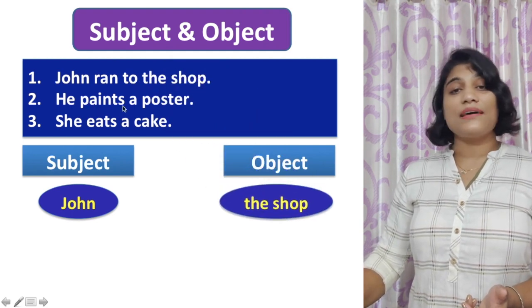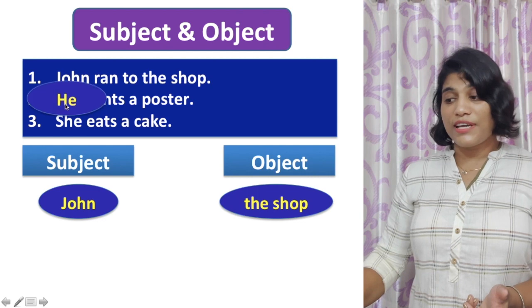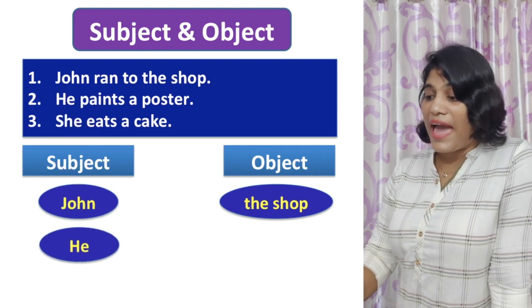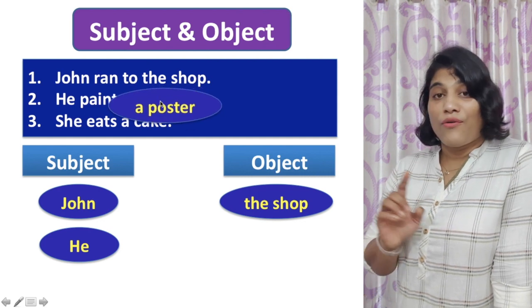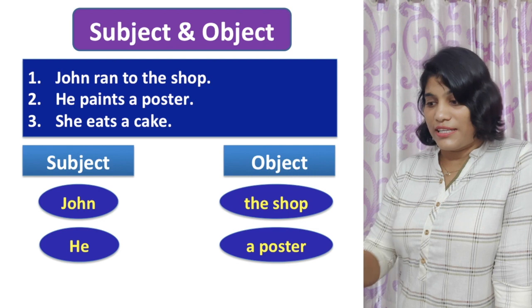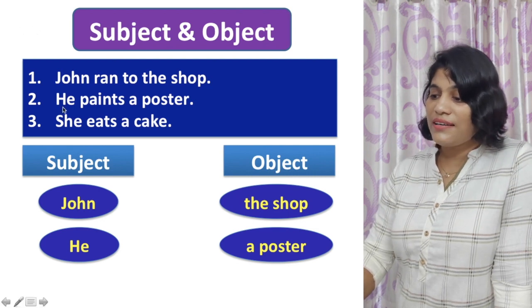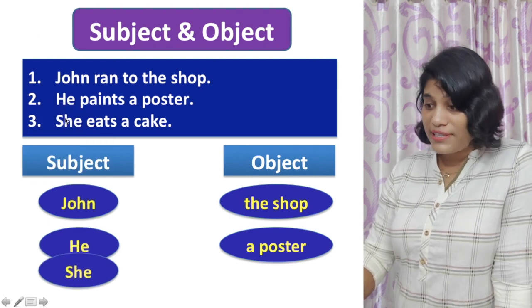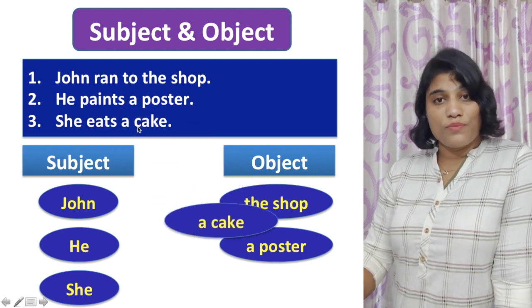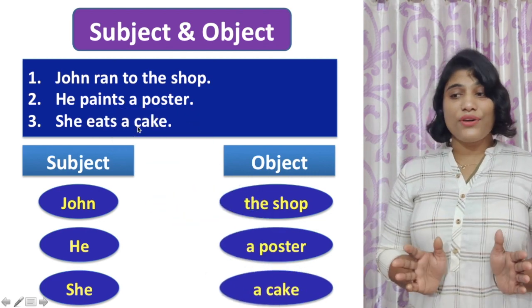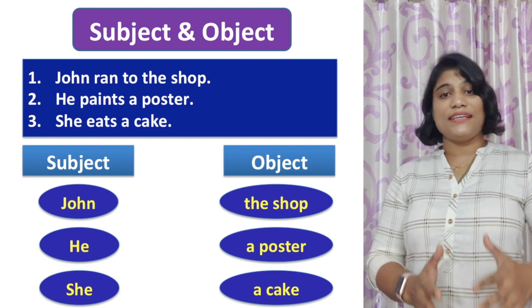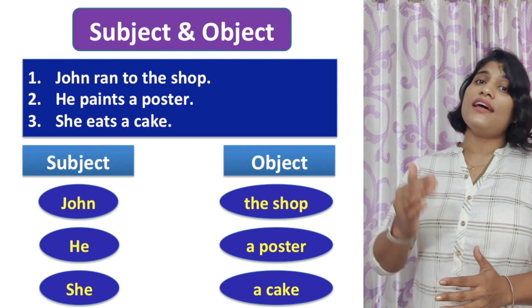He paints a poster. Who is the subject? He is the subject, that is, he is the doer of action. And a poster, what the doer of action does is the poster. She is, of course, the subject. Eats a cake. Cake is the object. So, it is clear to you that subject is the doer of action and the object is the thing on which the doer acts.